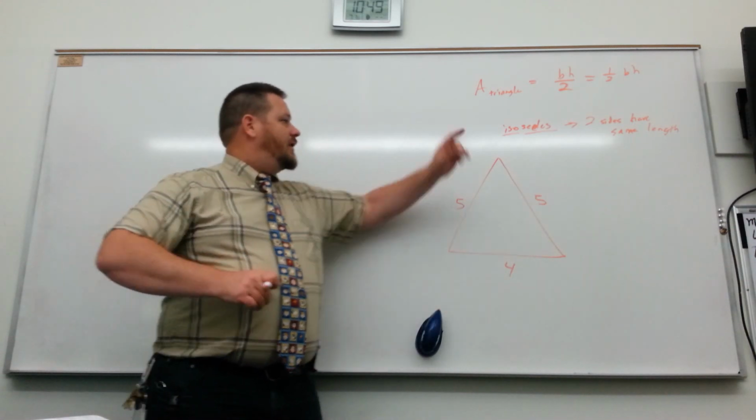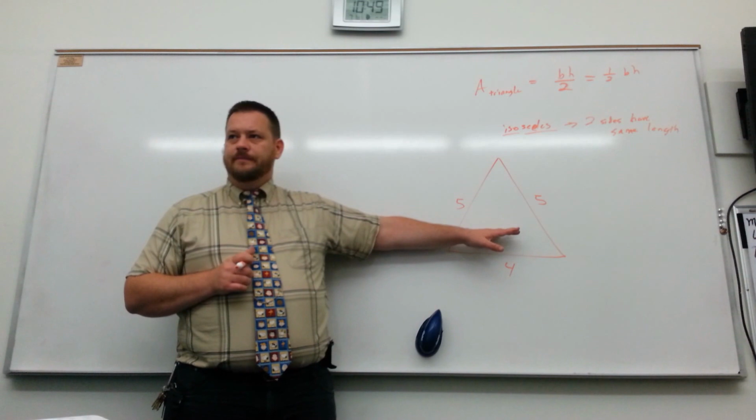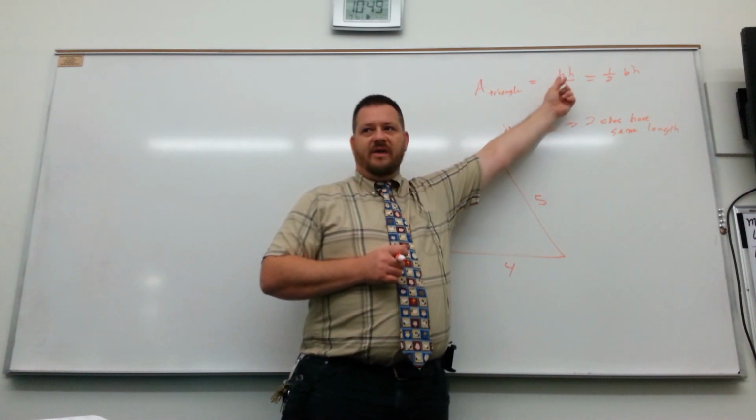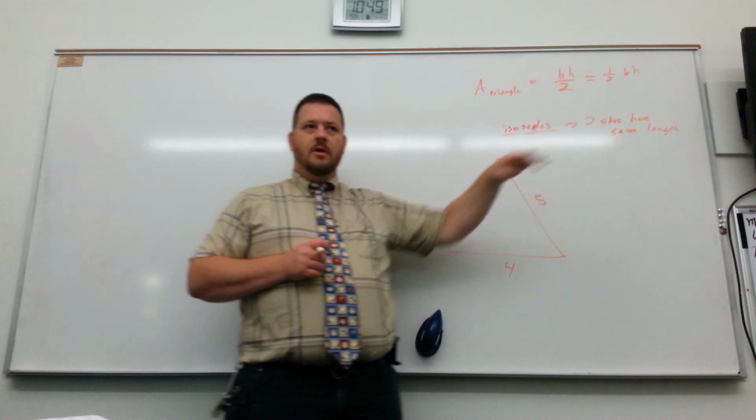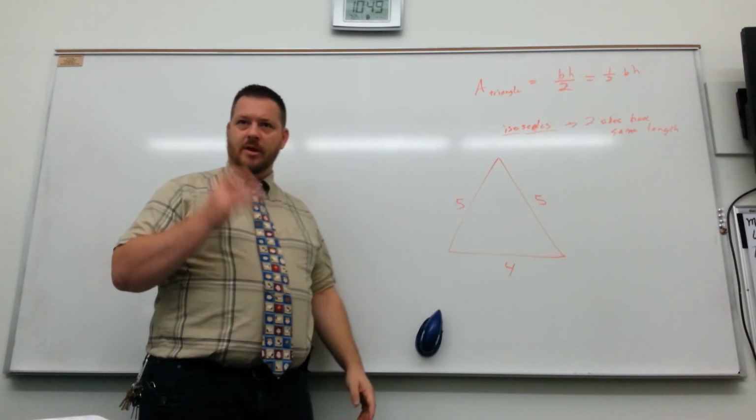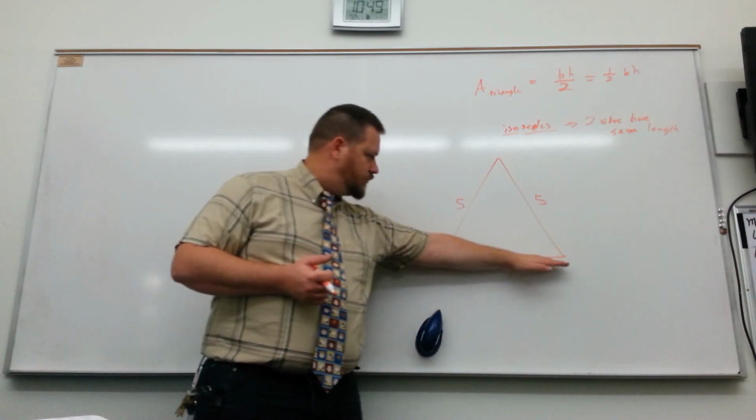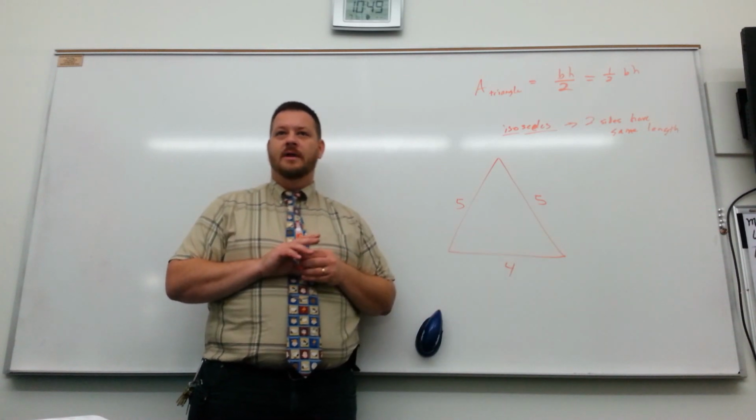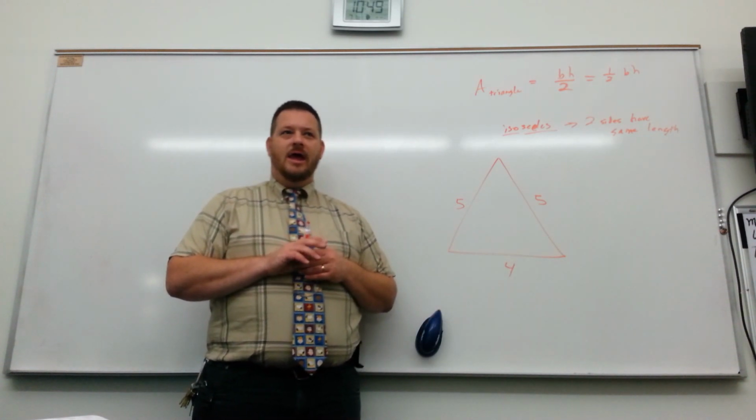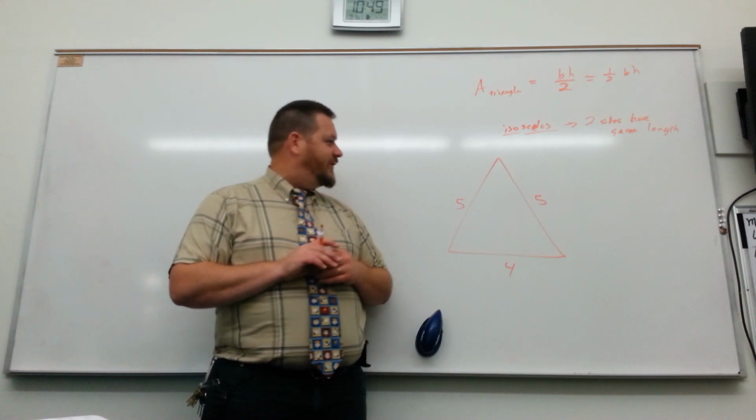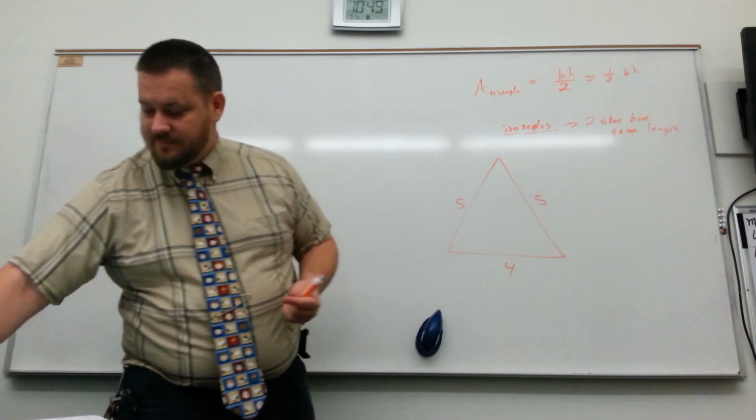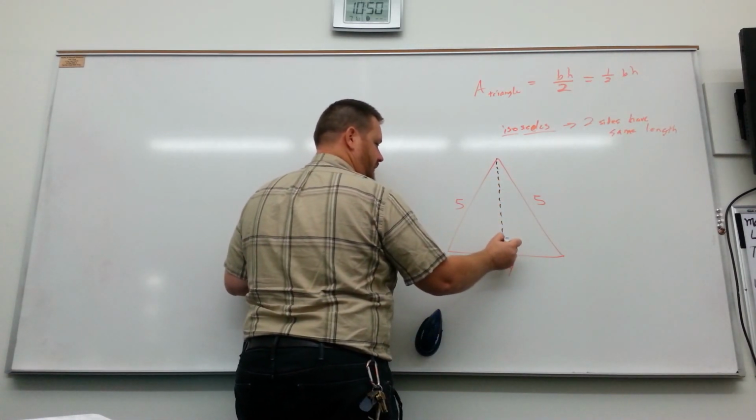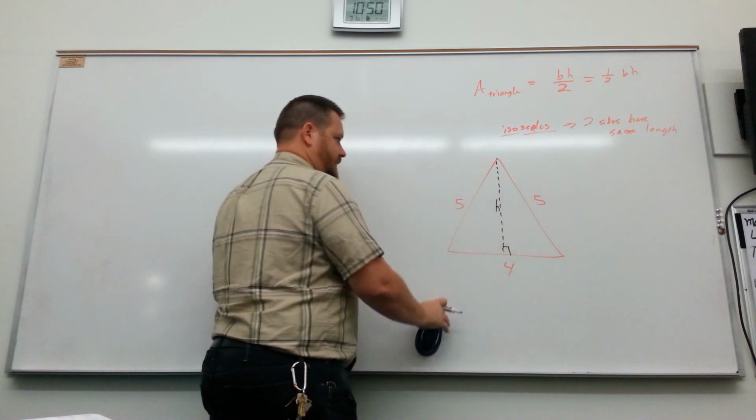Now, if we want to find the area of this triangle, what do we need to know? We need two things. We need to know the base, and we need to know the height. What's the base on this one? 4. Right, the base on the bottom is 4. So that part's easy. What's the height? It's not 5. The height is going to be right here. There's the height, that's an H.